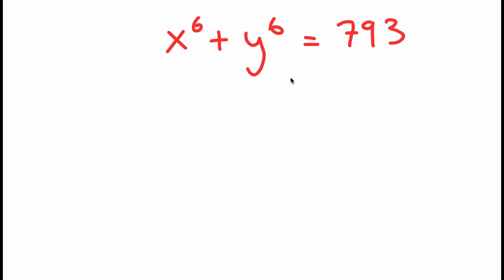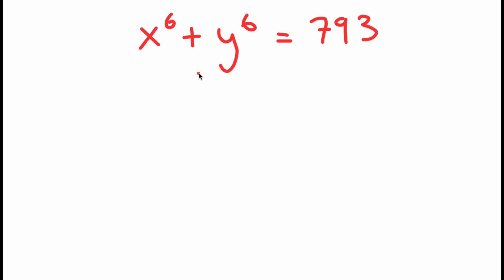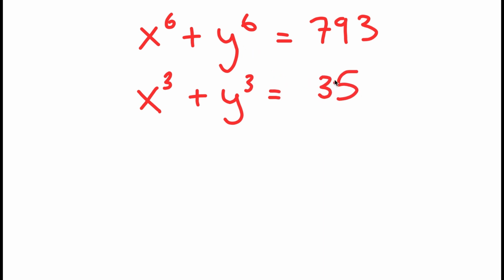Alright, so in this video, I'm going to be solving a challenging system of equations. For my first equation, I have x to the power of 6 plus y to the power of 6 is equal to 793. And for my second equation, I have x to the power of 3 plus y to the power of 3 is equal to 35. I want to find both the values of x and y.